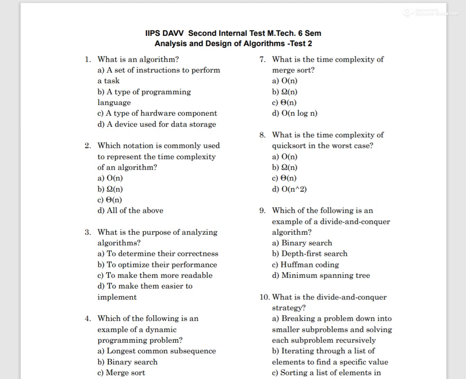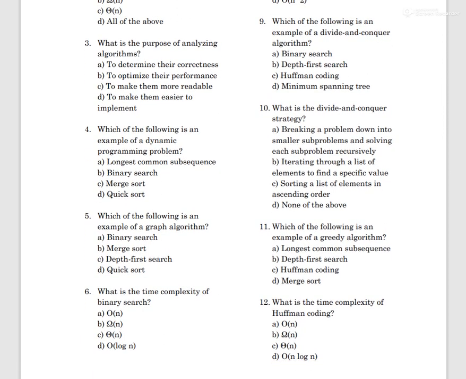The fourth question is, which of the following is an example of a dynamic programming problem? Dynamic programming problem is considered as a way to analyze algorithms in which we divide an algorithm, we find a recursive solution for that algorithm, and then find the optimal solution. So in these four options here, the longest common subsequence problem can be considered as an example of a dynamic programming problem.